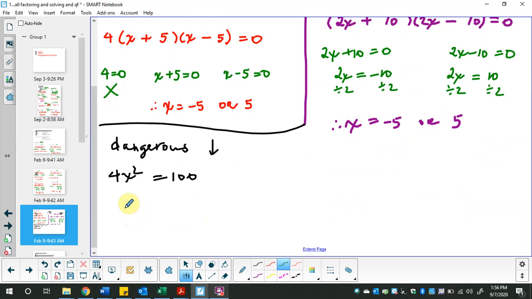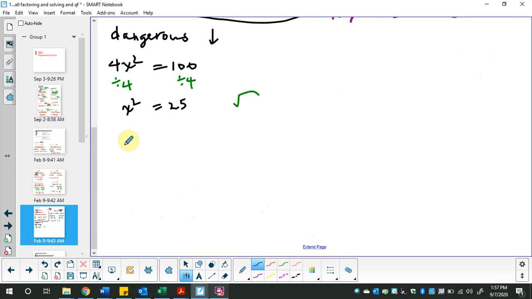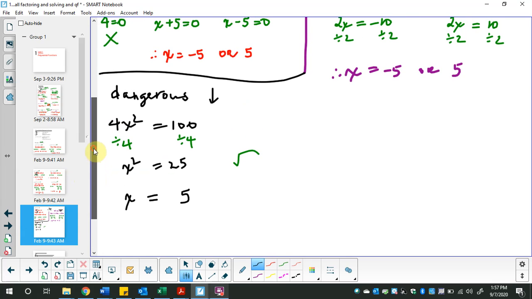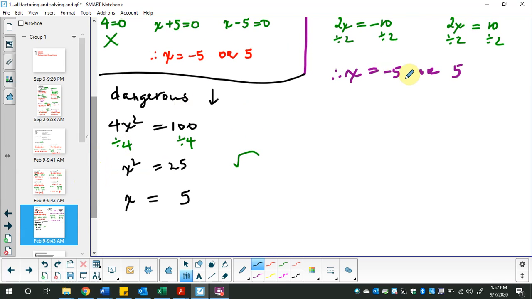So step 1, divide by 4, divide by 4. So x squared is equal to 25. And then a lot of people will square root. So a lot of people will get x equals 5, which means we lost half our answers. Which means if you're doing this for a purpose, which is actually what you end up doing, you don't do this for fun. If you're doing this for a purpose, you've lost half your work.